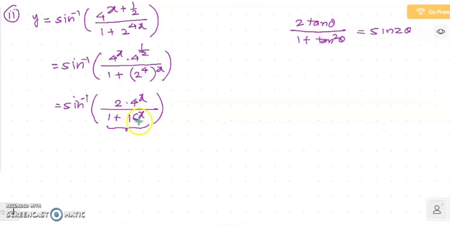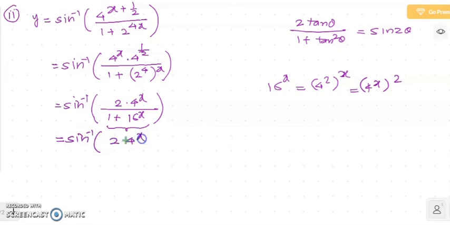How do you see this 16 raised to x? 16 raised to x means 4 square raised to x, which I can write as 4 raised to x raised to 2. A raised to m raised to n is written as a raised to n raised to m also. Now 16 raised to x will be replaced by 4 raised to x raised to 2. Then the formula would look obvious: sine inverse of 2 into 4 raised to x divided by 1 plus 4 raised to x raised to 2.